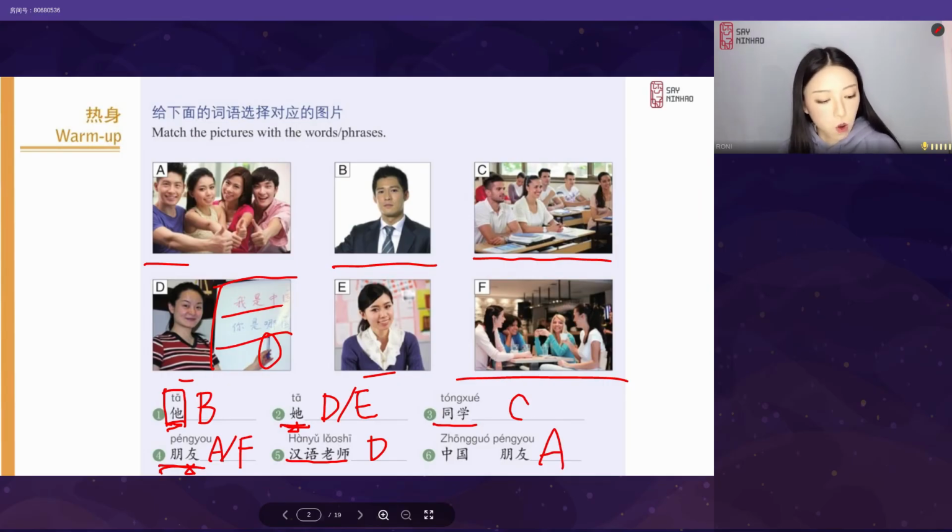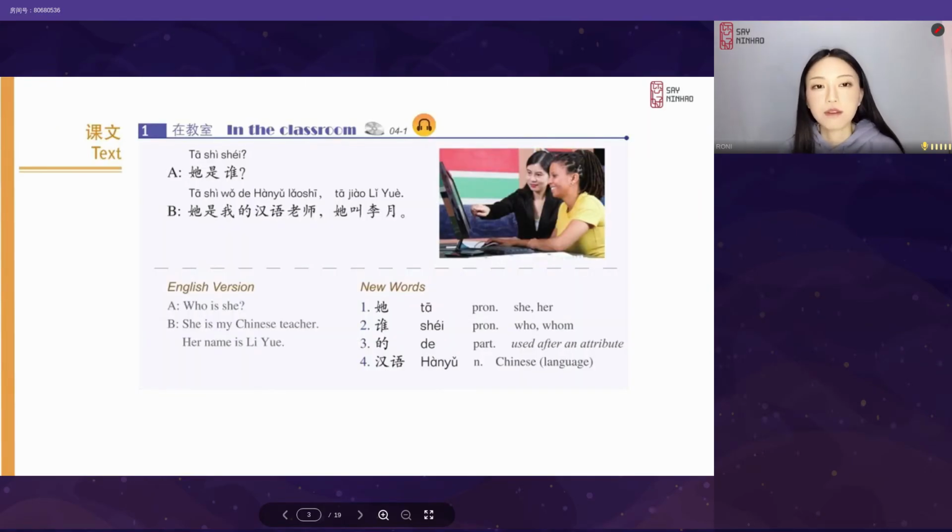Okay, this is our warm-up. Now let's move on to our second part, text and the new words. So first new word is 她, which is she and her. We just came across it in the warm-up part. So this is she, her, 她.